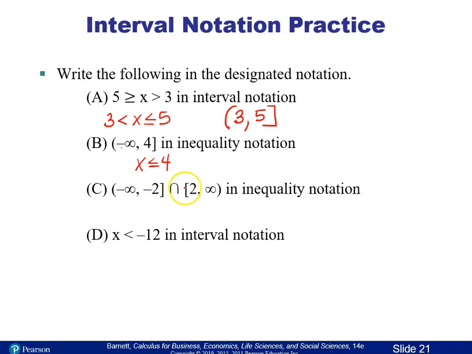Okay, this one, if I was writing it in inequality notation, this first part I would say x is less than or equal to -2. And then here I would say x is greater than or equal to 2. And again, we put the equal part because we've got the brackets. Or represents, actually, that's the intersection, so I should have put and here. And then the last part, putting it in interval notation, that's going to be from negative infinity to -12. And -12 does not get a bracket because it's not included.